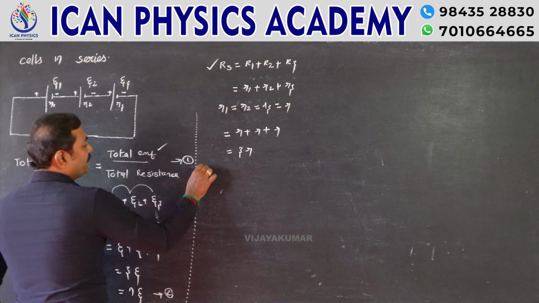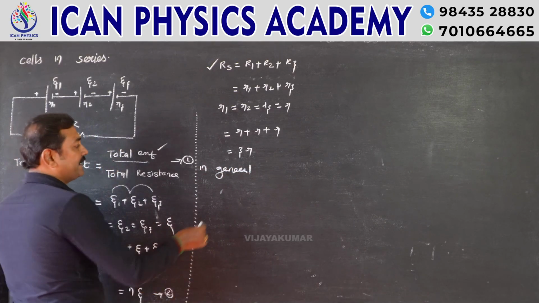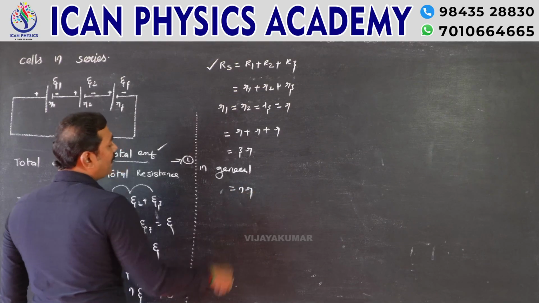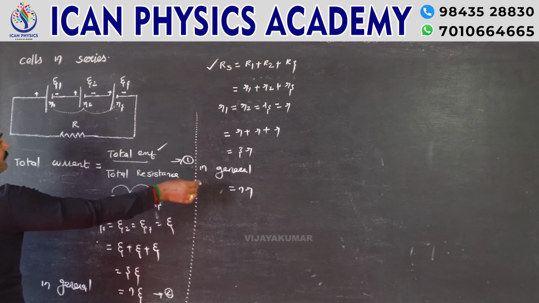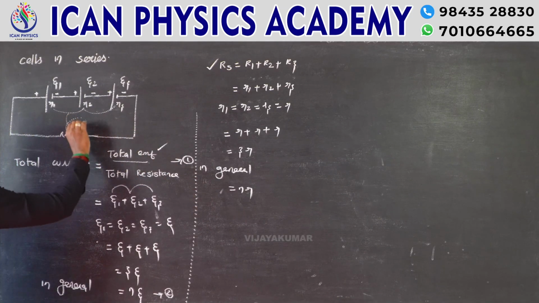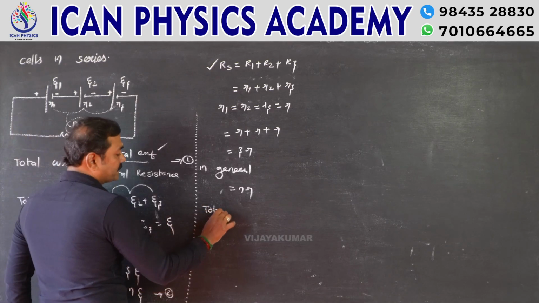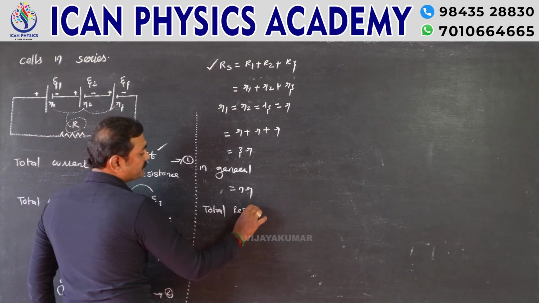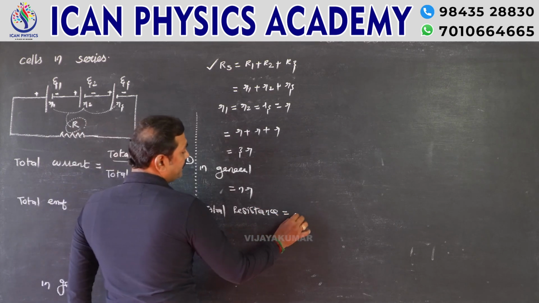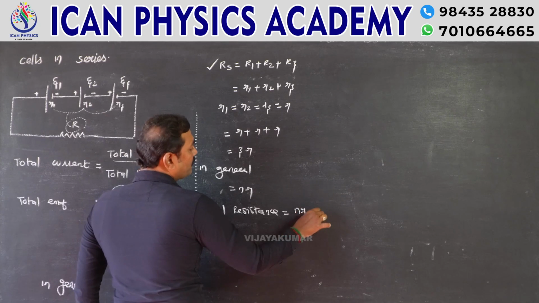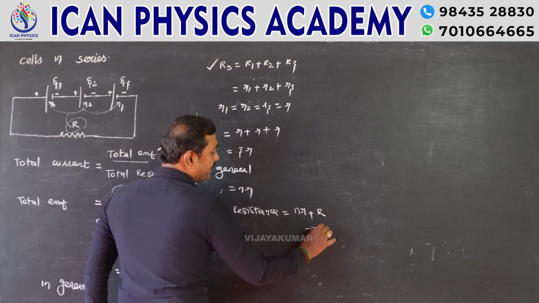Suppose in general, when n cells are connected, it becomes nr. So these 3 become 3r. In general, it becomes nr. Now it is connected with the external resistance. So the total resistance equal to nr plus capital R. Now it can be taken as equation number 3.